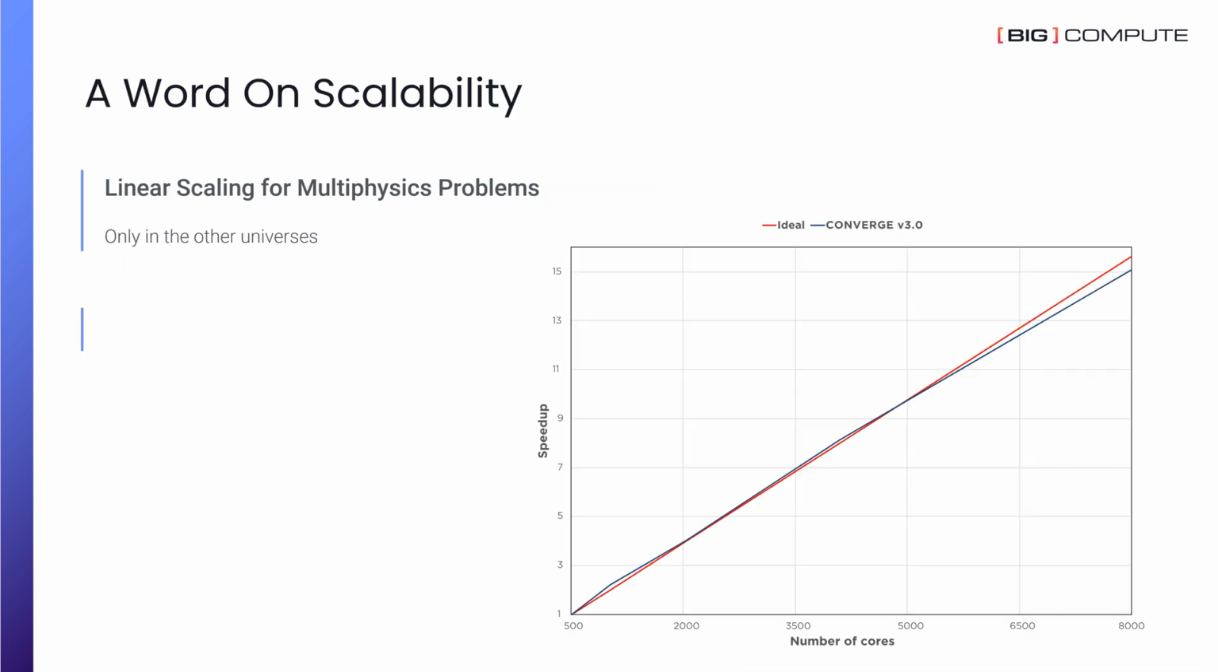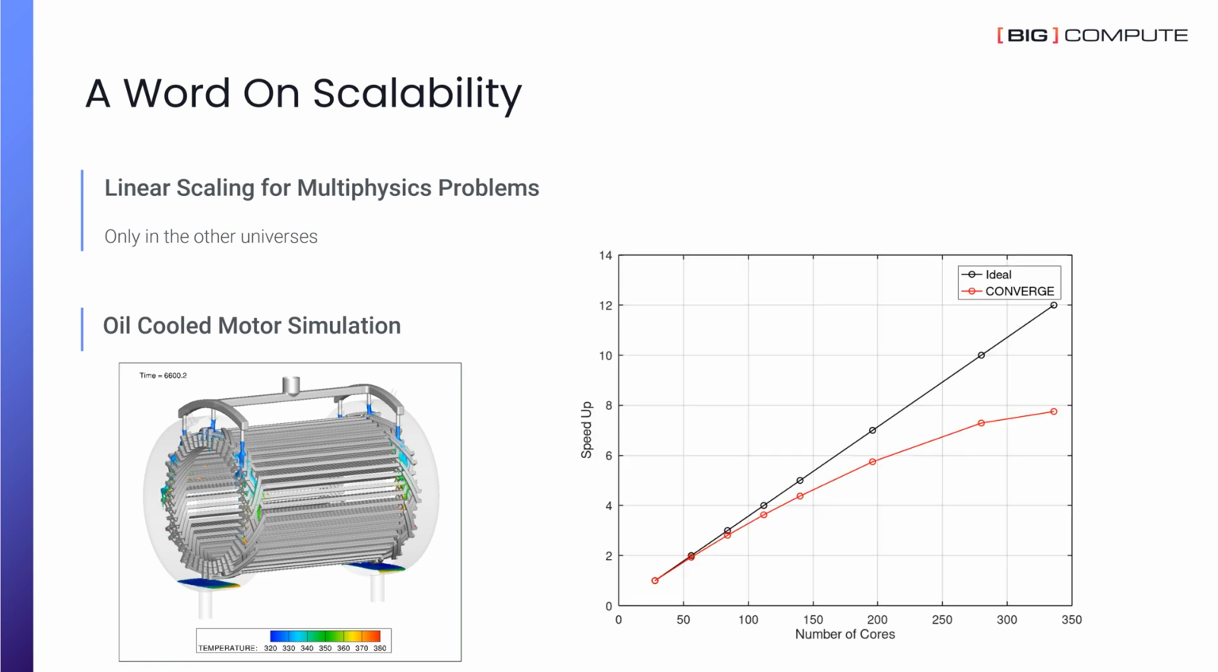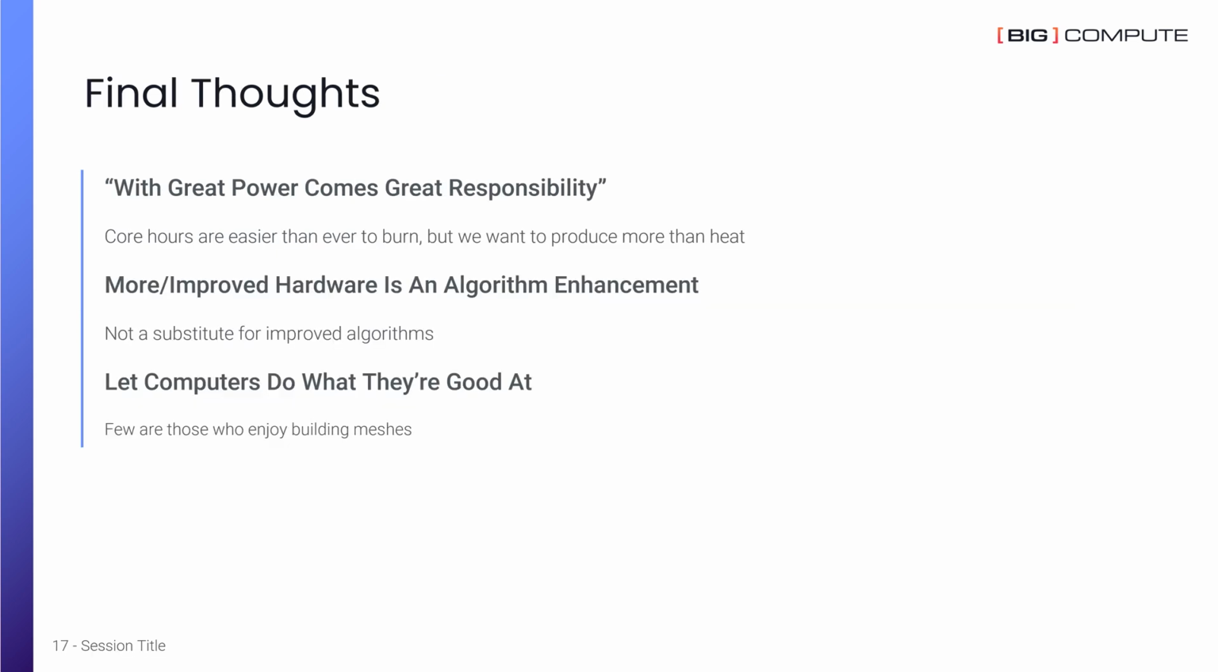All right, a quick word on scalability. Everybody wants to see linear scaling. I put here in the slide, linear scaling for multiphysics problems only occurs in other universes. It never occurs in ours because while the plot on the right is nice to show, it's not representative of real multiphysics problems. If we go to a multiphysics problem like an oil-cooled motor simulation, we have far greater complexity of the interaction between the physics. What this means is that you will probably not expect linear scalability from a multiphysics type simulation. So just a word of caution, the linear scaling is only for simple problems usually that have just one set of physics.